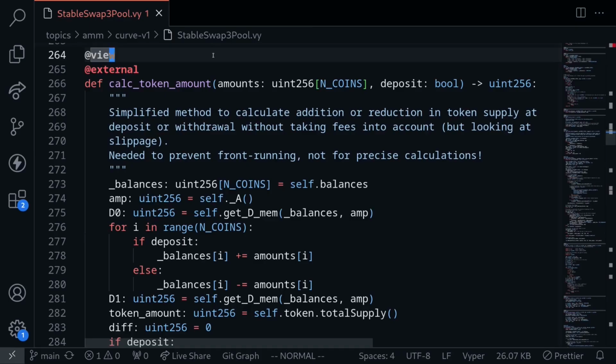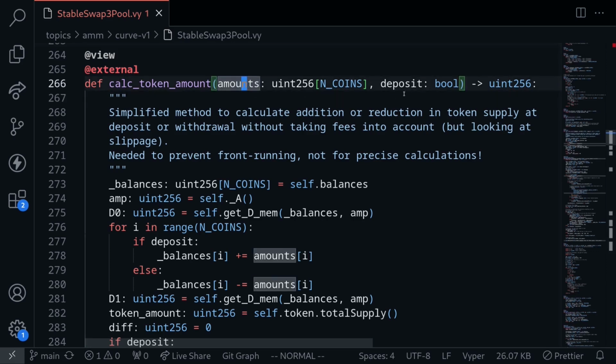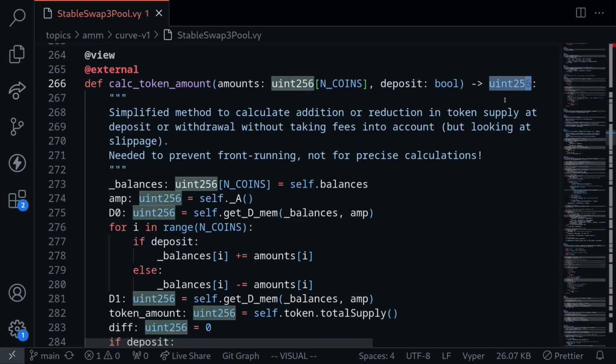Once you understand what the value D represents, it's no longer difficult to understand what the function calcTokenAmount does. For the input, it's going to take in the amount of tokens and then a Boolean flag called deposit. If this is a deposit, then this will be true, otherwise it will be false. And then it returns a single number, uint256. But what does this number represent? Does it return the amount of tokens, or the amount of LP tokens to be minted or burnt? Well, the answer is it returns the amount of LP tokens to be minted or burnt.